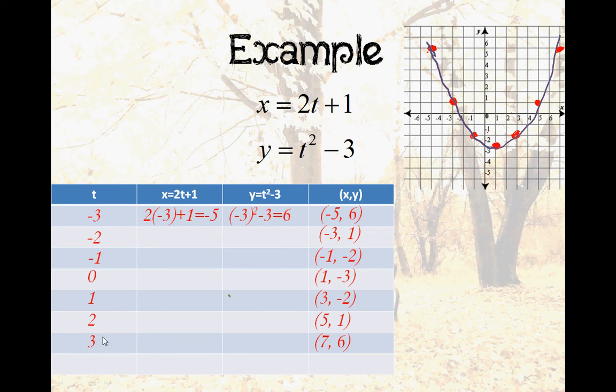Pick some numbers for t. You have the freedom to pick the numbers that you feel comfortable with. Substitute them in for x and y, and then you get points, and you just plot those points and you get your answer.